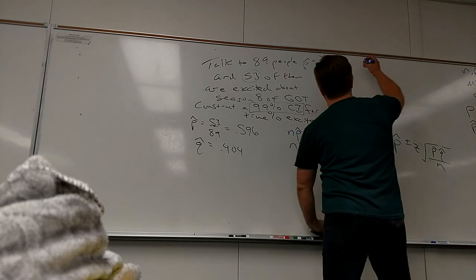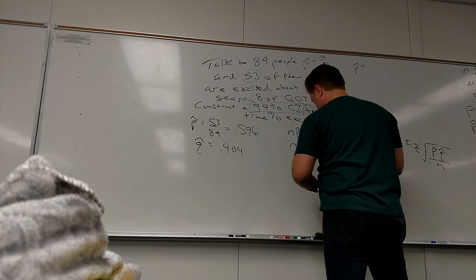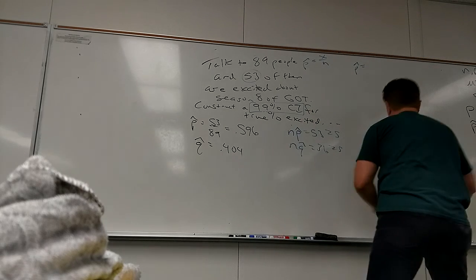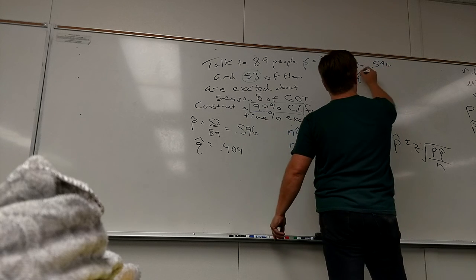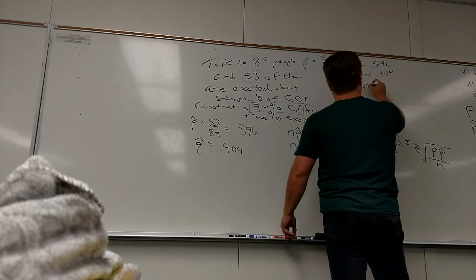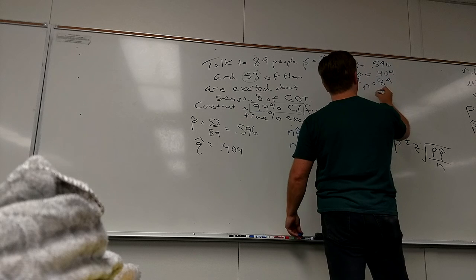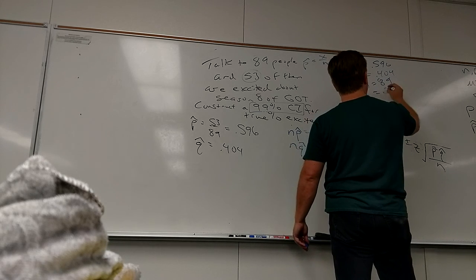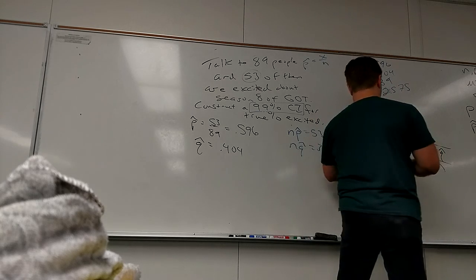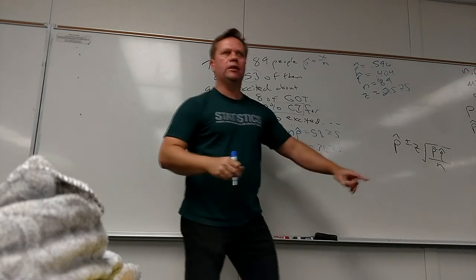So let's summarize what we know here. p hat was 0.596. q hat is 0.404. n was 89. z is 2.575. And now I've got everything I need just to throw in that formula.